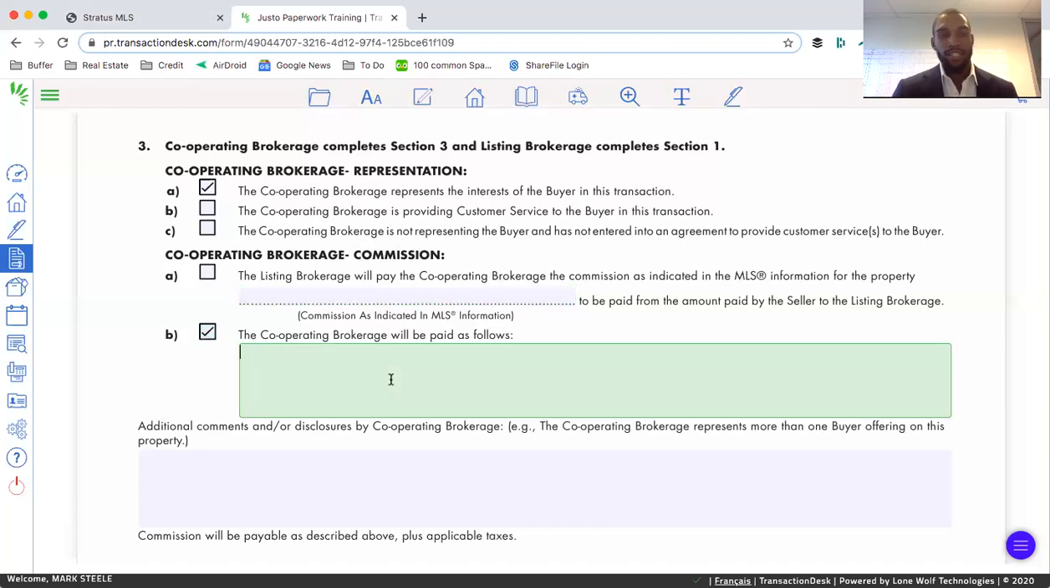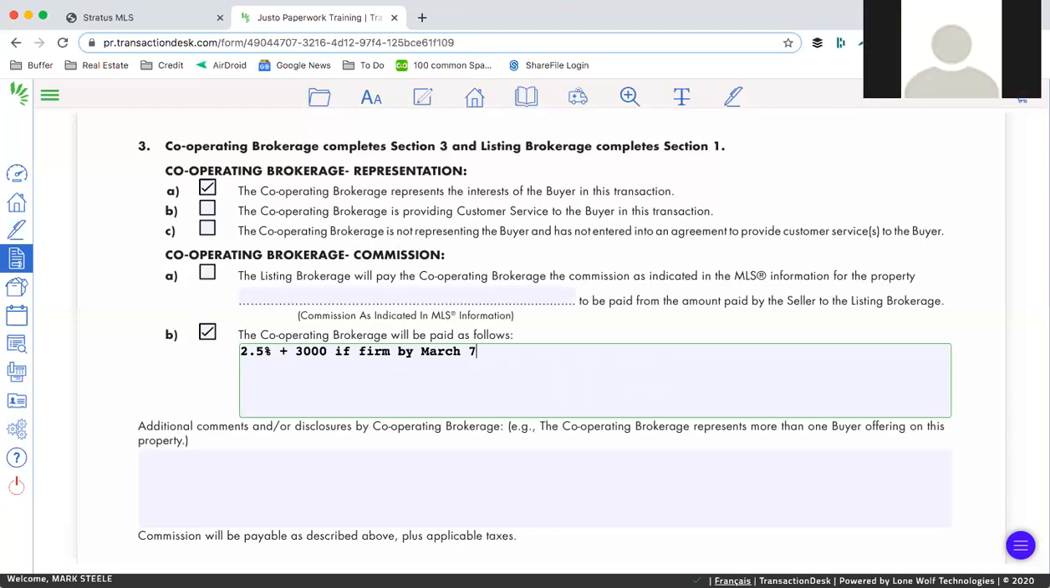So we might say, if we find a listing that says 2.5% plus $3,000 if firm by March 7th. So you might come across those type of listings as well that give a little bonus if you go firm by a certain date. So you put that in this box here. Go ahead. What does it mean, firm by March 7th? That means if the transaction is firm or all the conditions have been met by March 7th, then we're going to get an additional $3,000 commission.